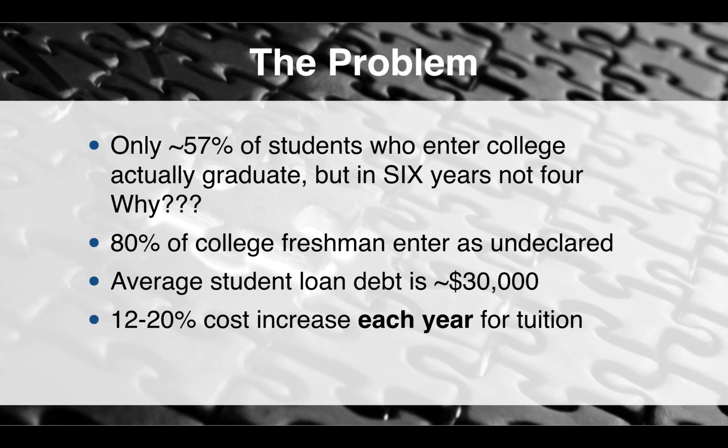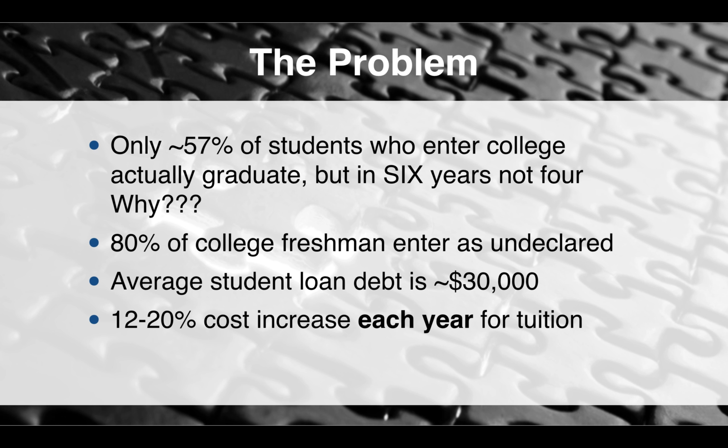Another huge problem that families are facing, and that can be quite crushing to them, is the increase of tuition each and every year. So we are experiencing in the US a 12 to 20% increase on the cost of tuition each and every year. That's not every 5 years, not every 10 years, that's every single year we're experiencing that.